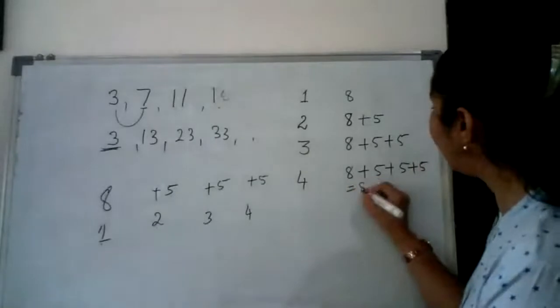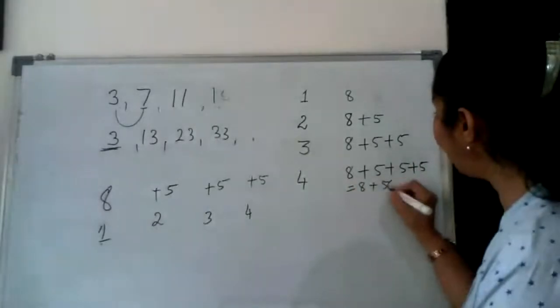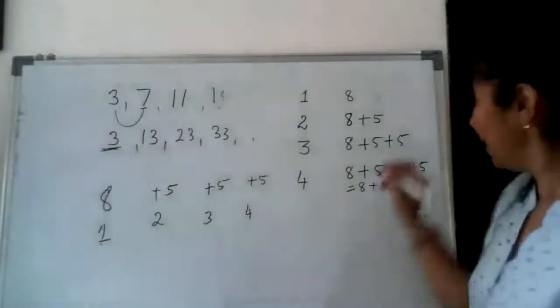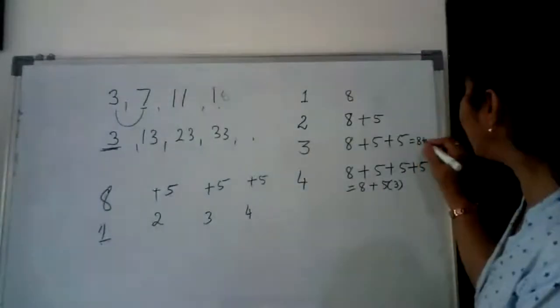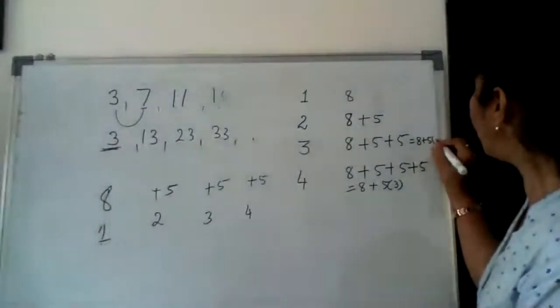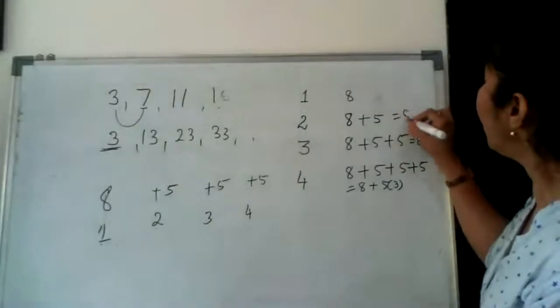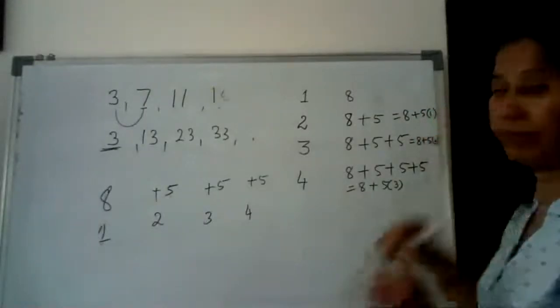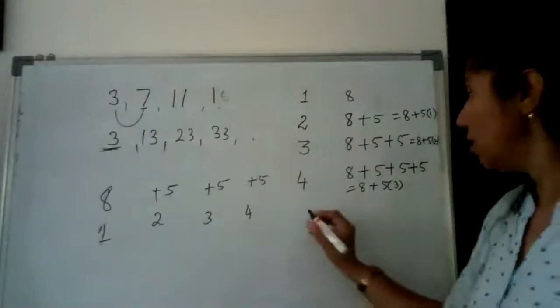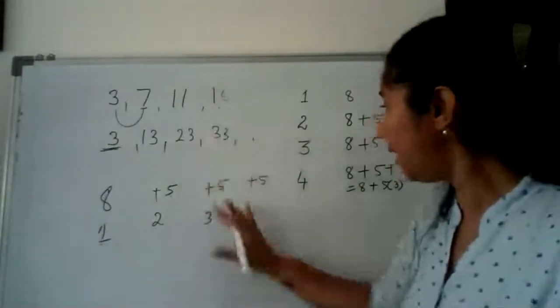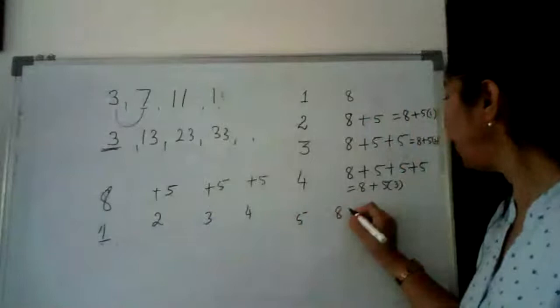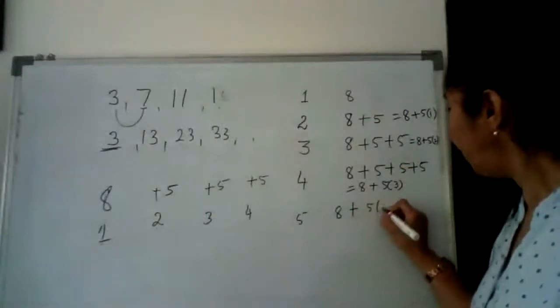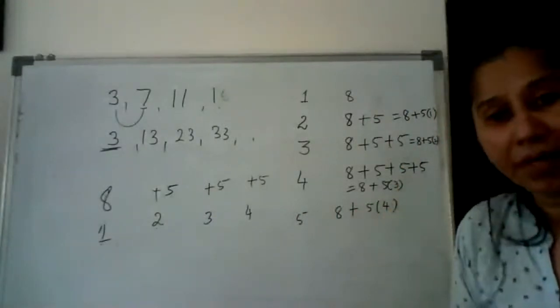So can I say 8 plus 5 times 3? Isn't it? Can I say here is 8 plus 2 times 5? Here 8 plus 1 times 5. Is it clear to you? Yes. So if I make it 5 kilometers, again you will say ma'am, 8 plus 5 will be 4 times.